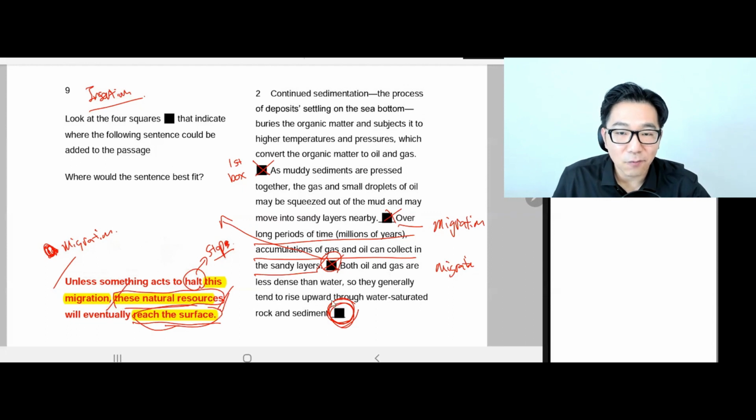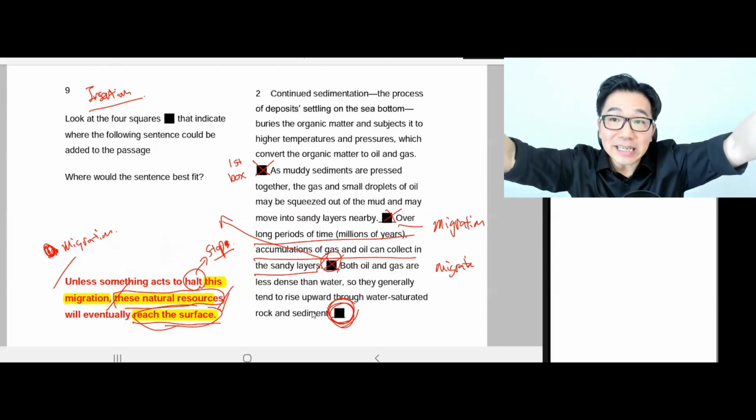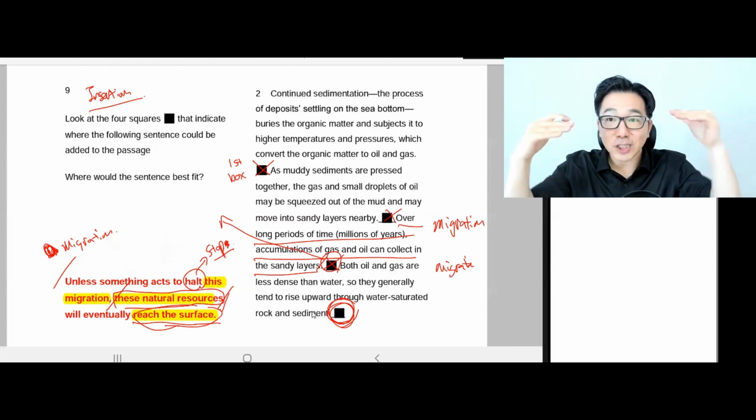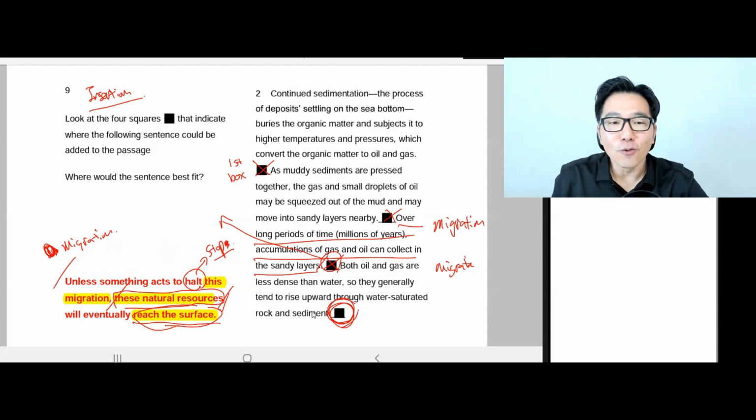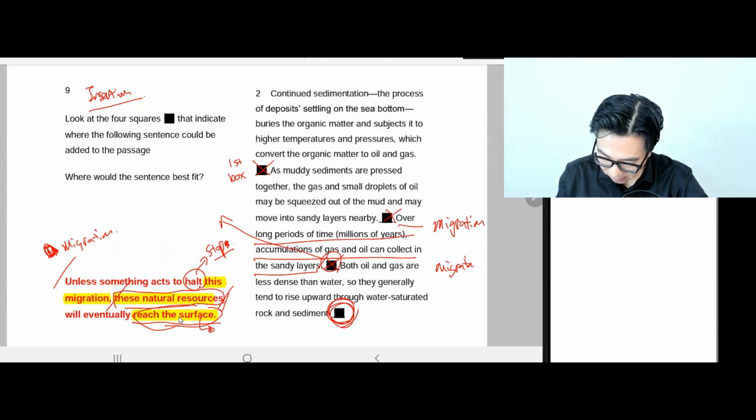I think the fourth box is the answer. Both oil and gas, these natural resources, are less dense than water, lighter. So they generally tend to rise upwards, migration, through water-saturated rock and sediment. And as they keep rising, unless something stops it, it's going to reach the surface. So the third hint was quite a big hint. Important hint after all. Okay?